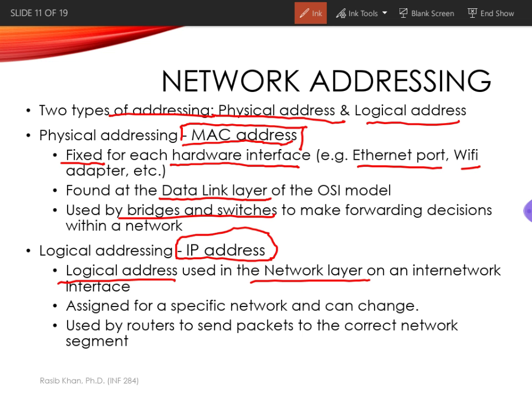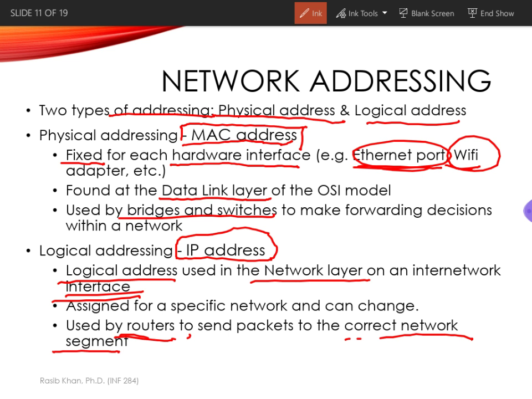And this also is assigned for each different interface. So let's say if you have an Ethernet port or a Wi-Fi adapter, each of these interfaces will have a different IP address. And they are used by routers to send packets to the correct network segment. And when we say a network segment, we'll try to get a quick overview in this chapter of what we define as a network segment, but routers are much more intelligent devices, and that is the reason why they can use logical addresses for network routing.